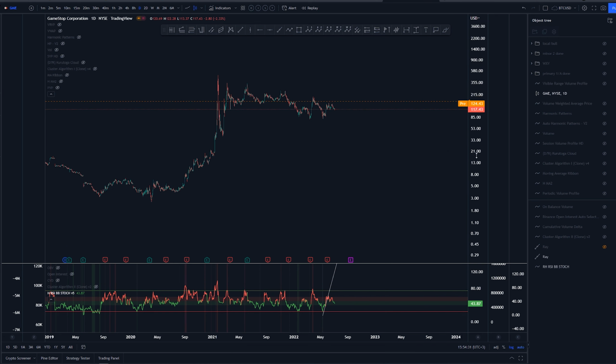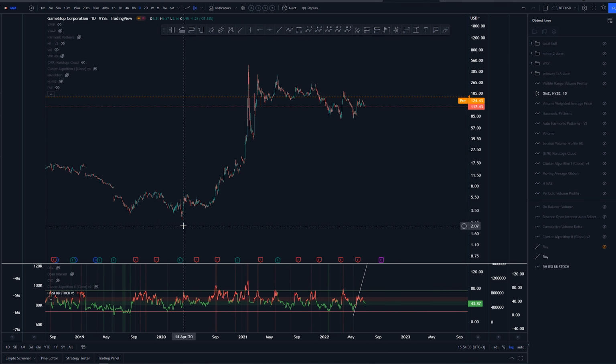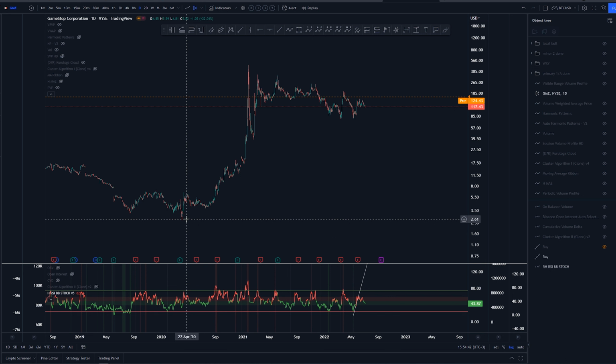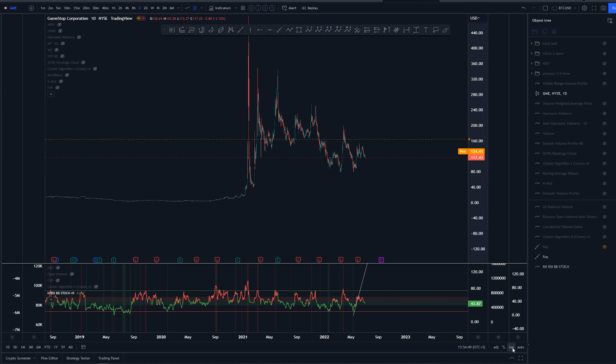Starting here on daily time frame, we've had this massive pump from the lows of 2020 to the highs of January 2021 around $480. Again, starting from around $2.61. That's why I'm looking at it on logarithmic scale. We just can't do anything with the arithmetic scale here.